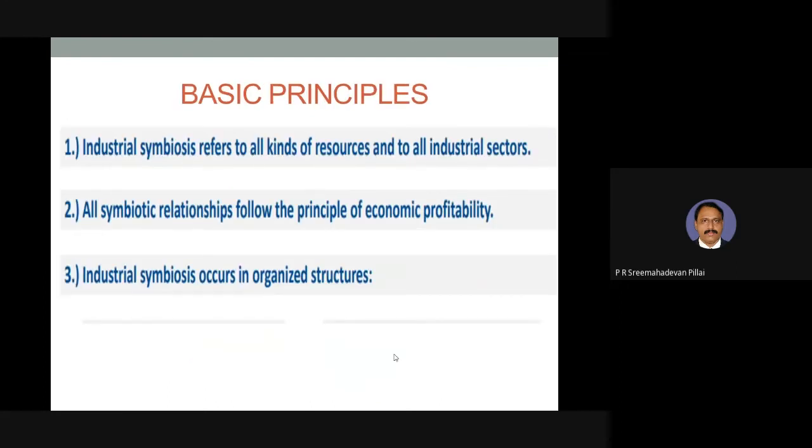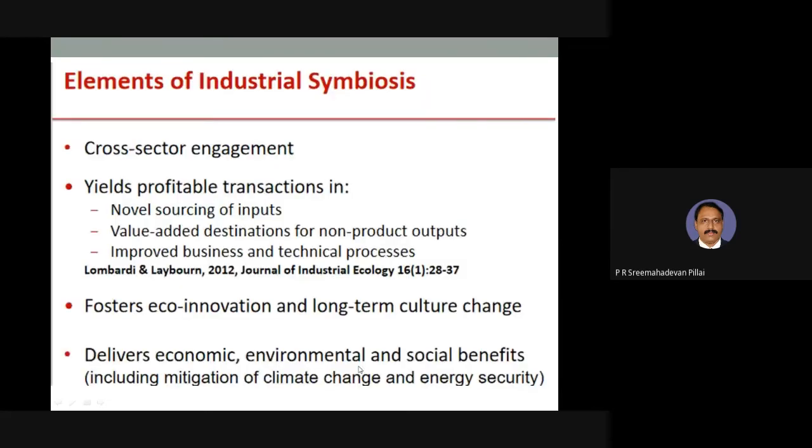So, basic principles. These are the basic principles. Industrial symbiosis refers to all kinds of resources utilization in a shared way in the industries. And the symbiotic principles always follow economic profitability because waste is converted to wealth. And of course, industrial symbiosis can happen in organized structures. Organized structures means there can be well-laid policy for industrial symbiosis. That is also there. Okay. I think that is the last slide I've got in this one. Please see the next one.